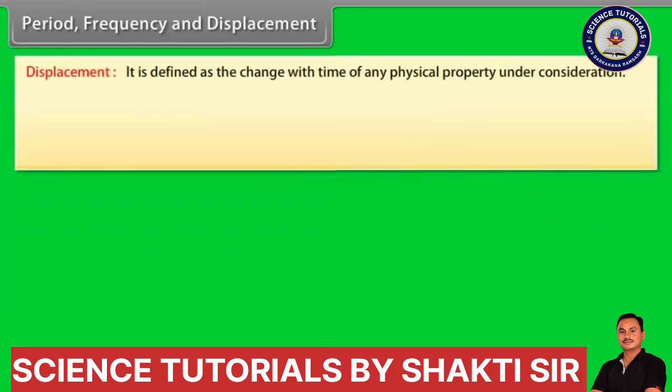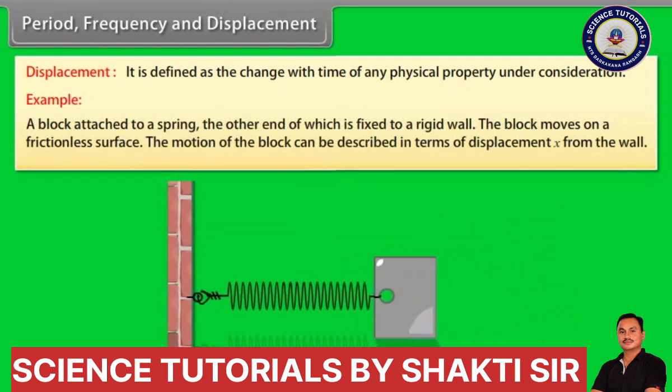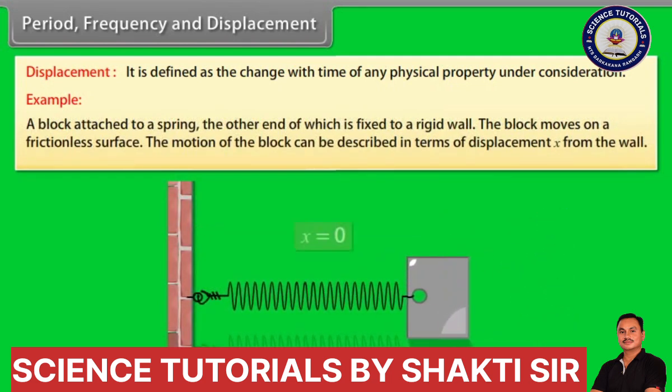Displacement is defined as the change with time of any physical property under consideration. Let's take an example. A block attached to a spring, the other end of which is fixed to a rigid wall. The block moves on frictionless surface. The motion of the block can be described in terms of displacement x from the wall.